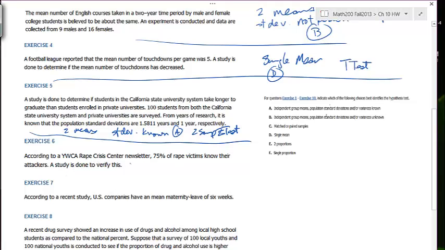YWCA, Rape Crisis Center newsletter, 75% of rape victims know their attackers. This study is done to verify this. So here there is only really one population to look at, and they give our statistic as a percentage. So this is going to lead to a single proportion, and that would be F, your choice. So in your calculator, this is a 1-prop z-test.